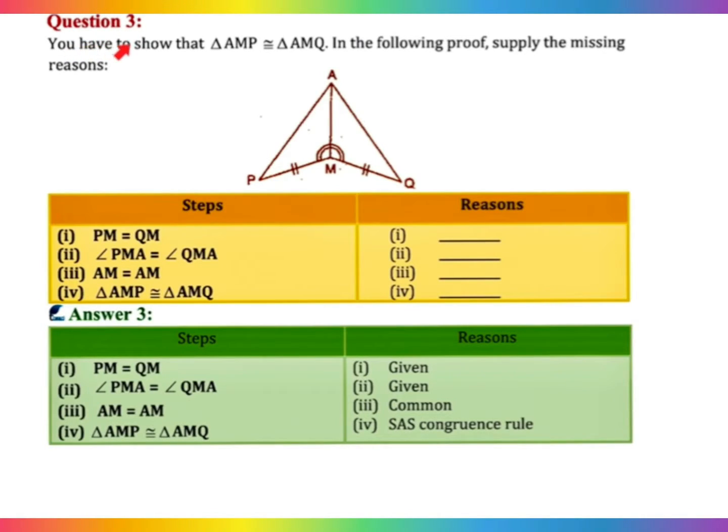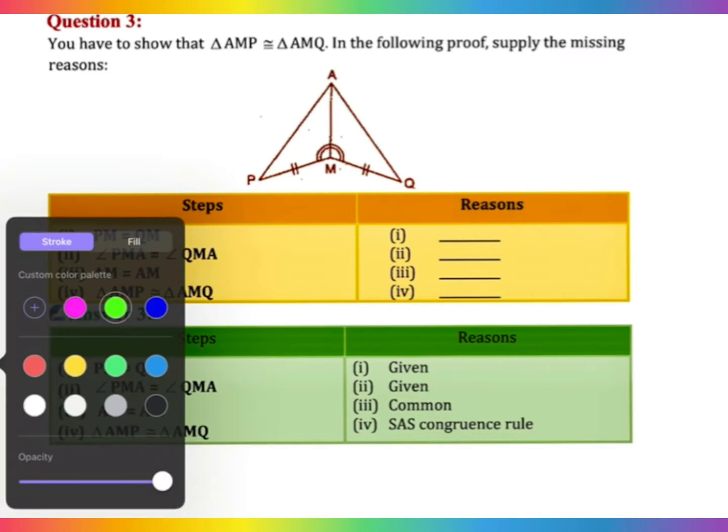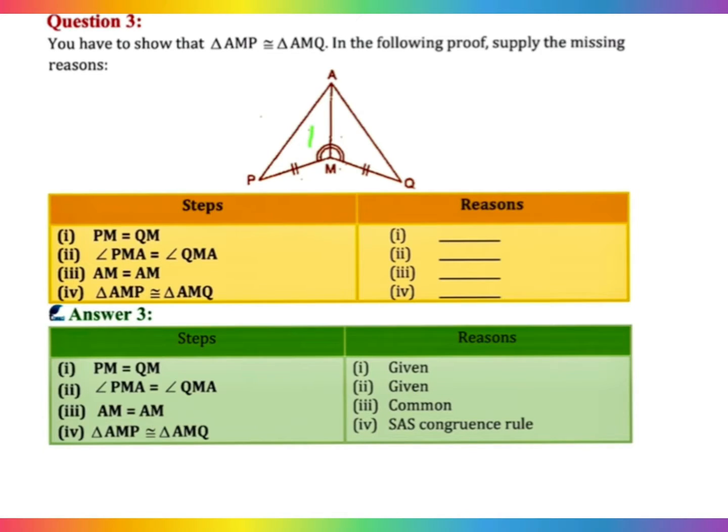Now friends, this is question number 3. You have to show that triangle AMP is congruent to triangle AMQ. In the following proof, supply the missing reasons. You have to state the reason here. You can see there is a triangle AMP, this one is the first triangle, and the next triangle AMQ, this one is the second triangle.